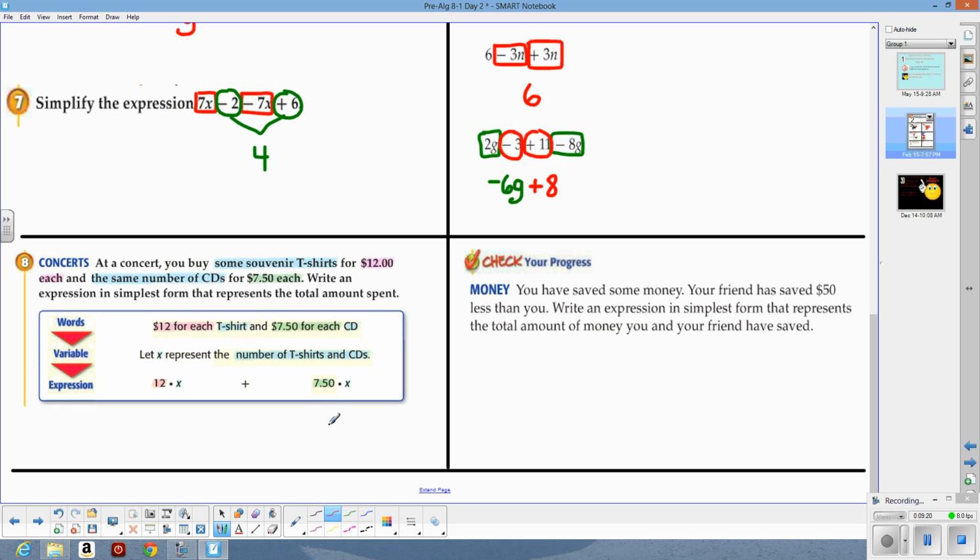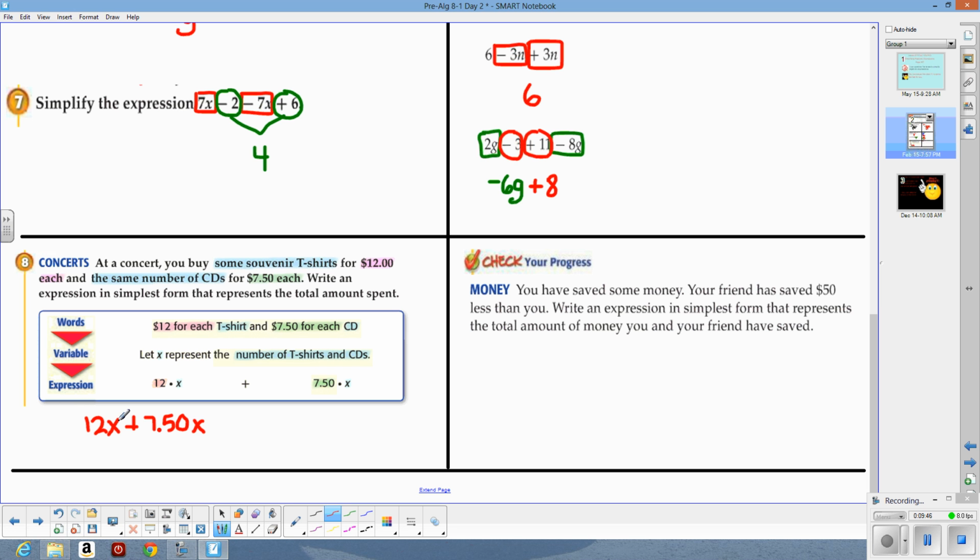Well, if x stands for the number of t-shirts and CDs that you buy, each t-shirt is $12. So $12 times x, the number that you buy, plus you're going to buy the same number of CDs, and they're $7.50 each. So $7.50 times x would be the cost of the CDs.